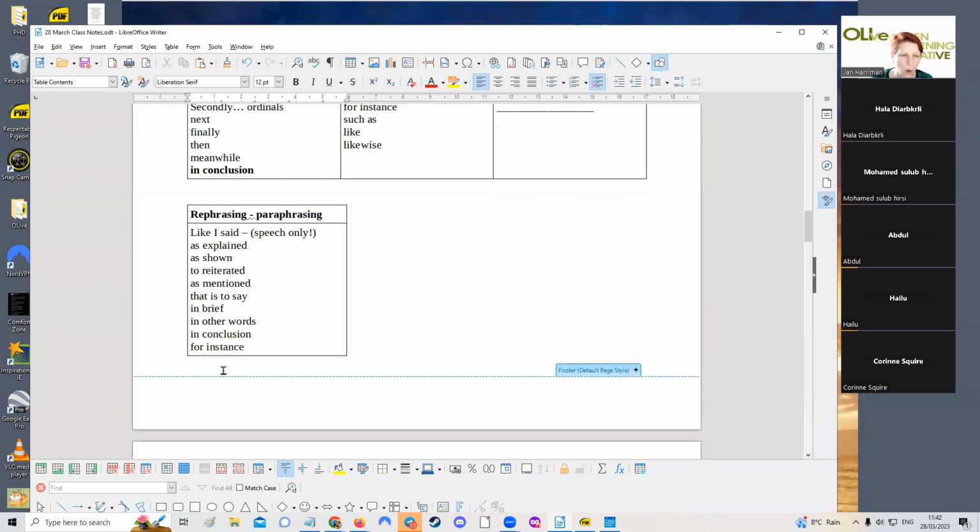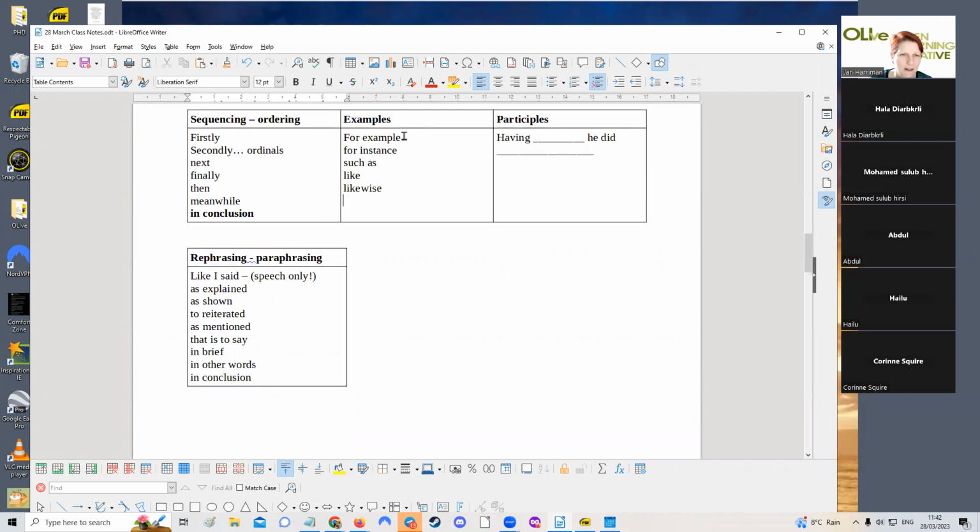For instance, oh, actually, you know what? For instance doesn't belong down there. It belongs with examples. That one goes back up. And in fact, we've already got it up there. I had them combined, but I'm going to rewrite my paper.